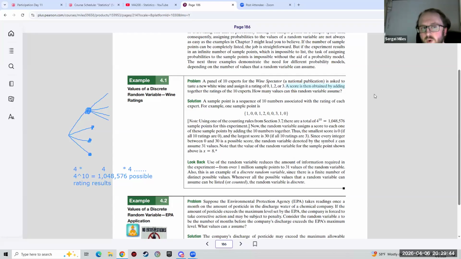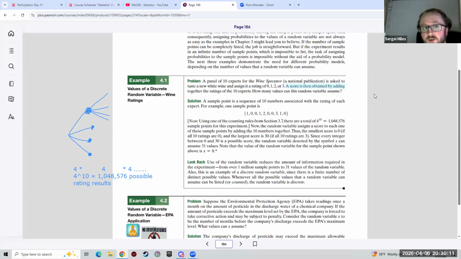But there is still some nuance here because after all, these different scores might have multiple ways they can occur. Now, to get a 0, there's only one way for that to happen. That means all 10 judges gave a 0, right? So only one way for that to happen. But to get a rating of a 1, well, that means one judge gave a 1 and the other 9 gave zeros.